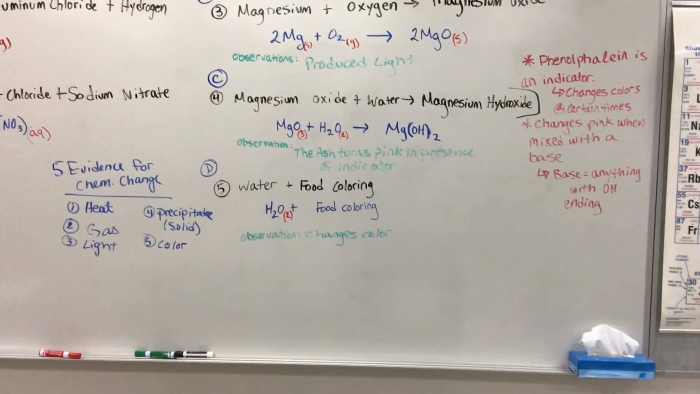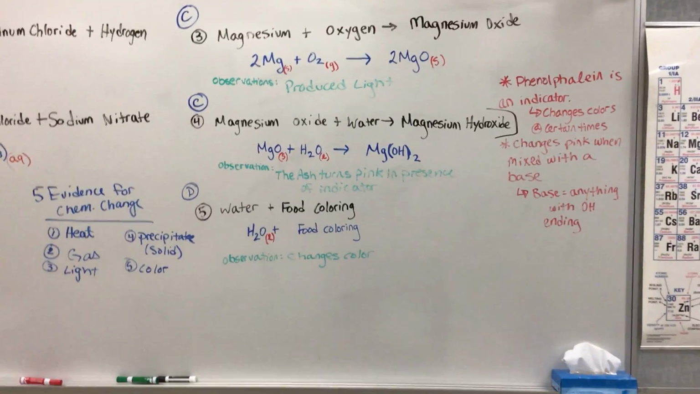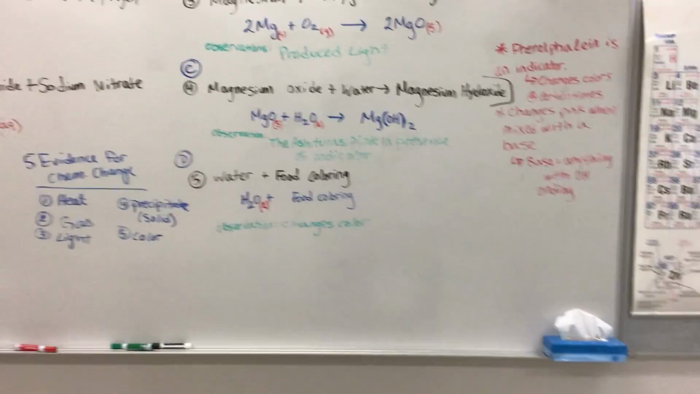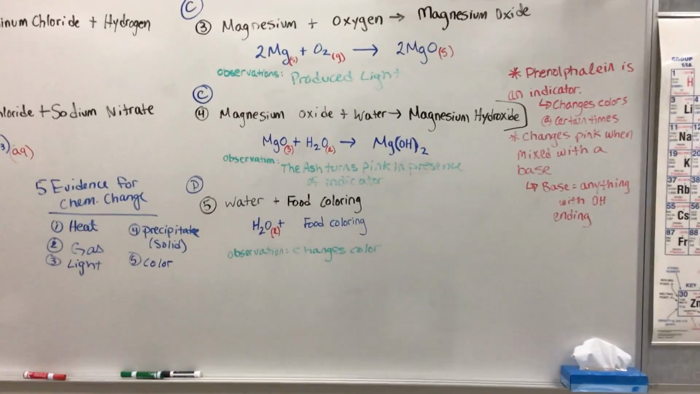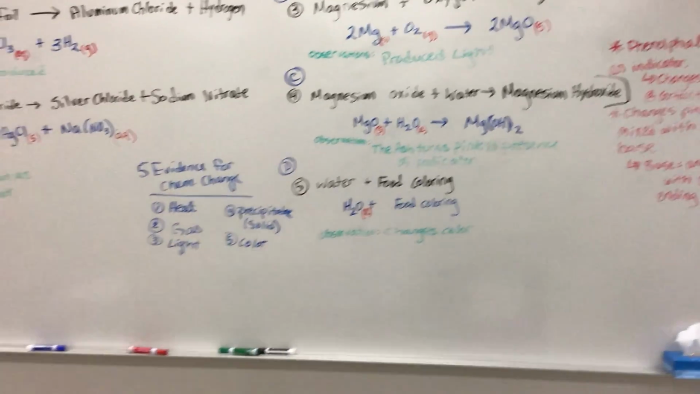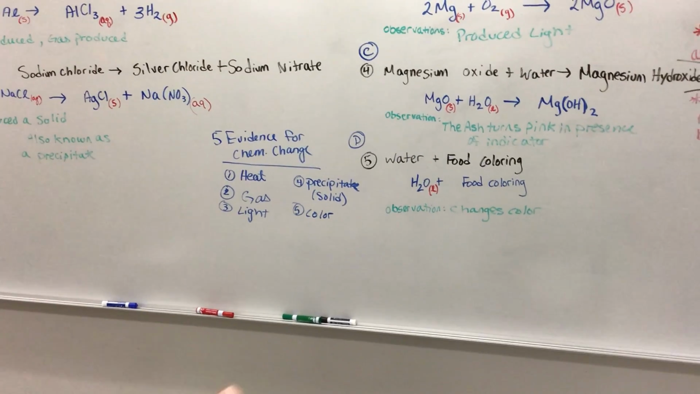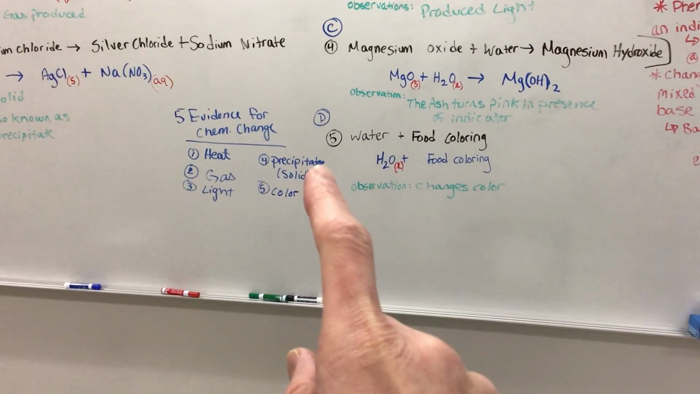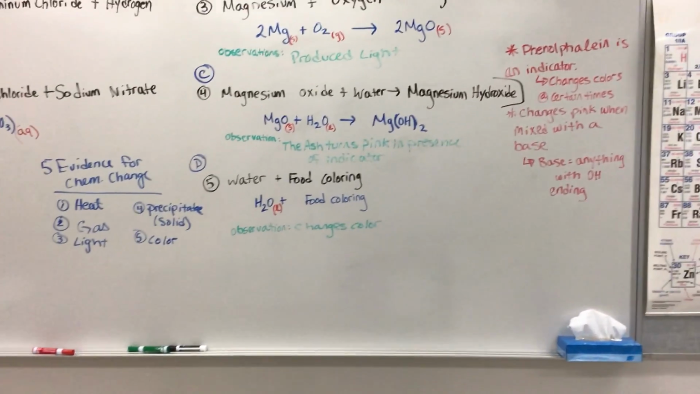So our ash is turning pink in the presence of that base, so we know we have magnesium hydroxide present. So an observation in terms of if this is a chemical reaction, because I produced a new compound in magnesium hydroxide, I am proving that I produced that compound with a color change. So we can look at our evidences for chemical change over here and say we have 5: heat, gas, light, precipitate formed, and color change. Okay, let's do the last example.